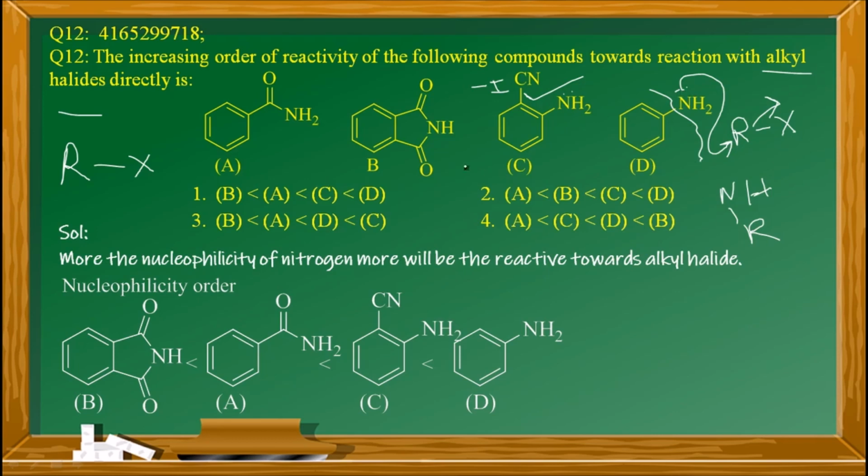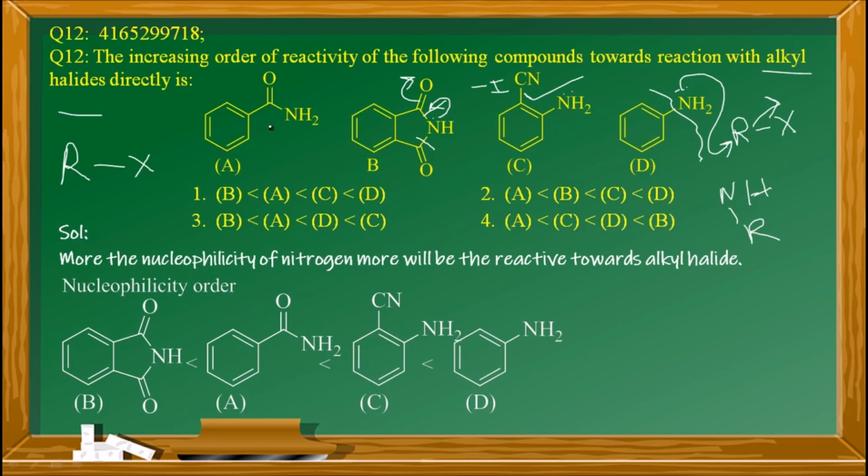easily available. When it comes to this phthalimide, yes friends, there are two amides. This lone pair is going to be delocalized to this amide and this side amide also. So these lone pair electrons are not available to react with alkyl halide. Here also one amide is there, so here also it is not going to be available for reacting with alkyl halide.